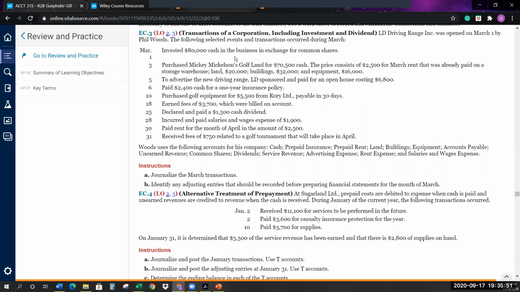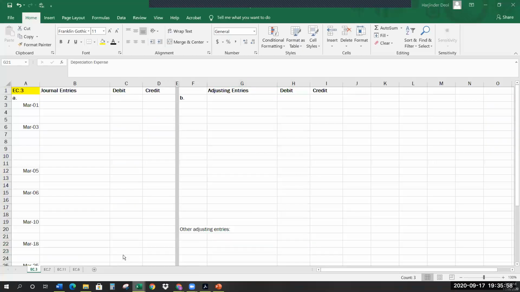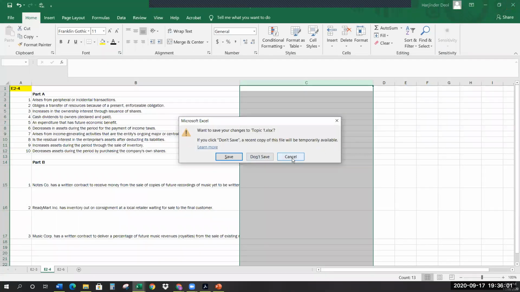Now, all the journal entries are from the perspective of the business. So cash is coming in, and common shares are being credited.